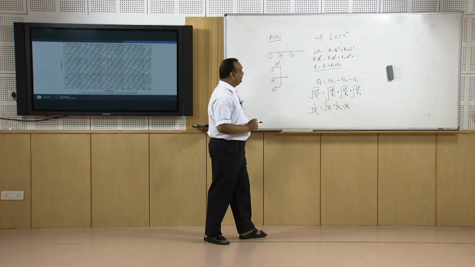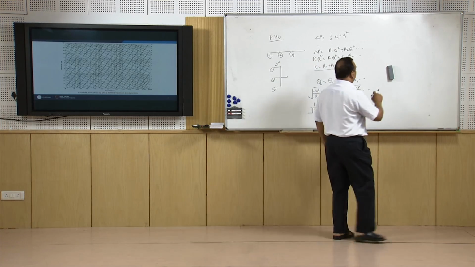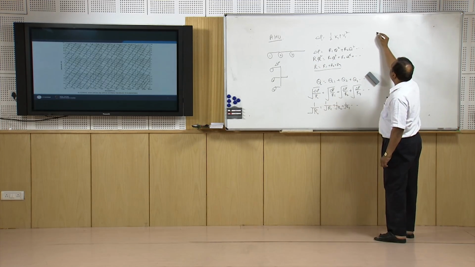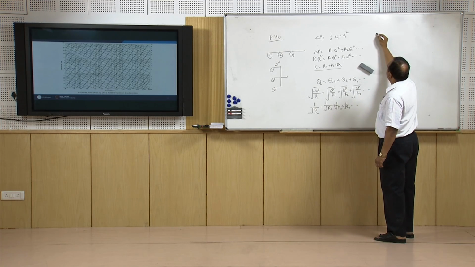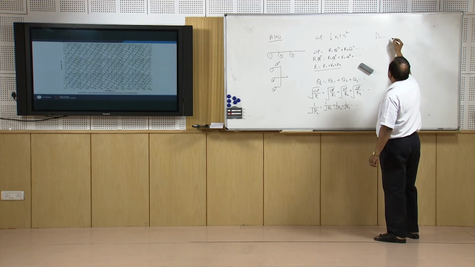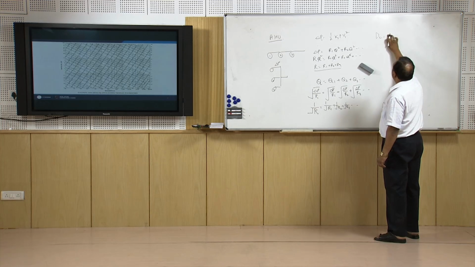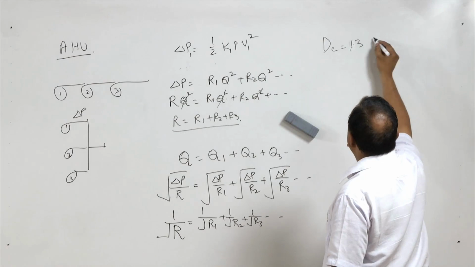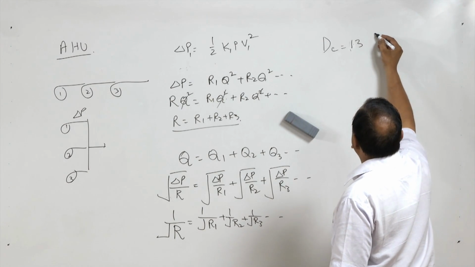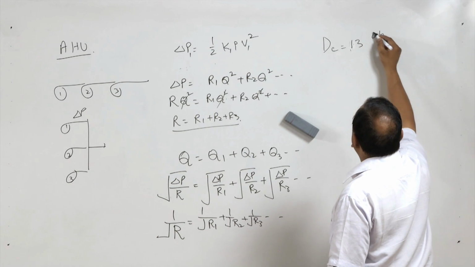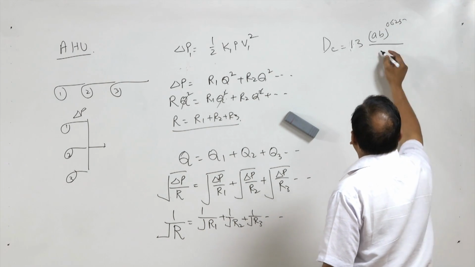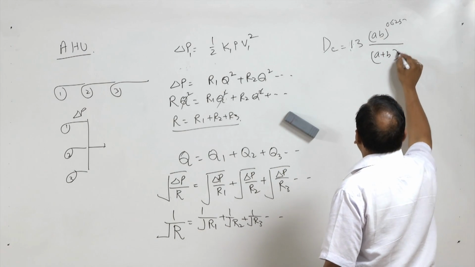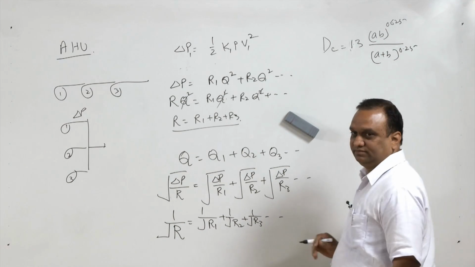That is one thing. Second, if you remember, in an earlier lecture I told you that the equivalent diameter of a duct is 1.3 times, if it is a rectangular duct, (AB) raised to power 0.625 divided by (A plus B) raised to power 0.25.